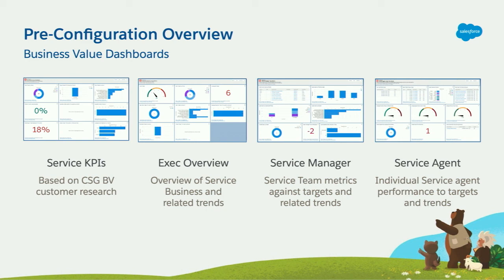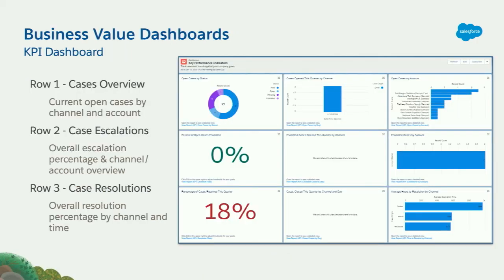Now, with this one, you're actually going to be taking a look at some key performance metrics that are going to help you to understand what cases are happening, how to escalate cases, and really see a record of where they're going, and also what cases are being resolved and how that resolution is taking place.